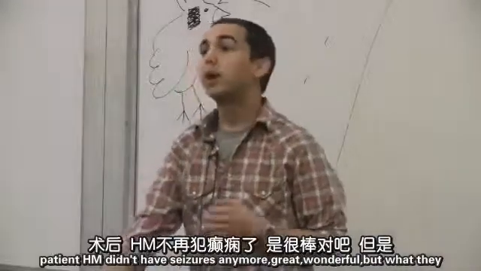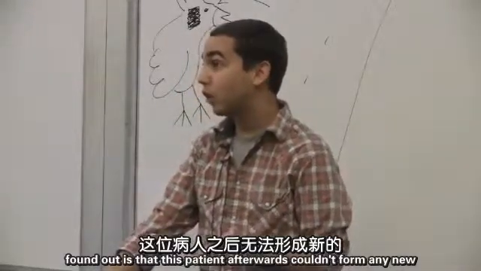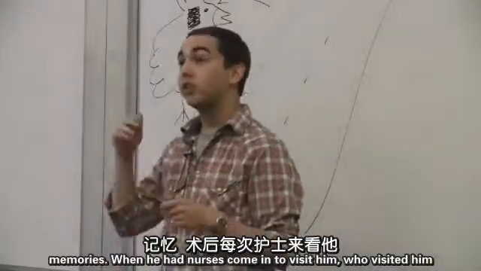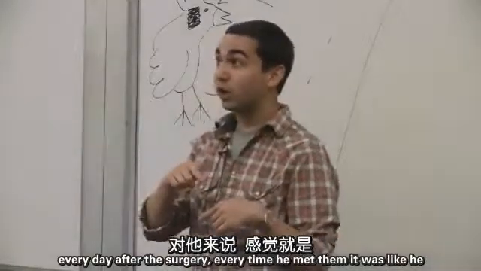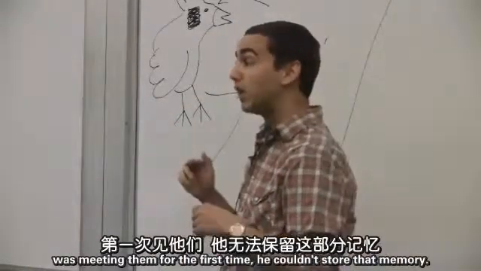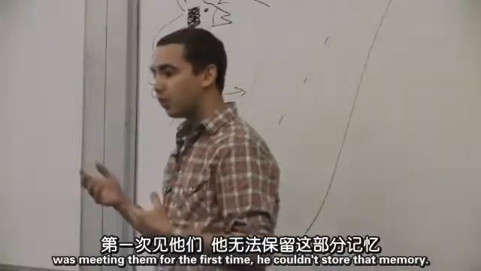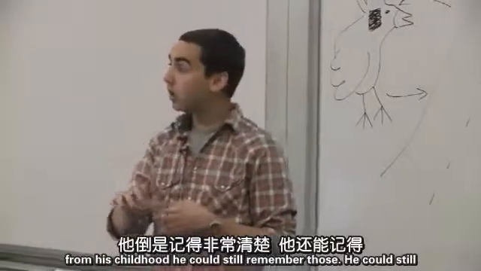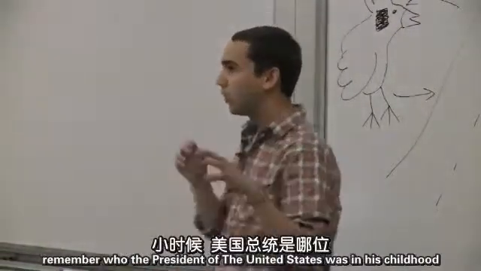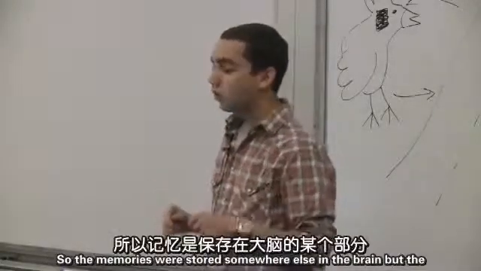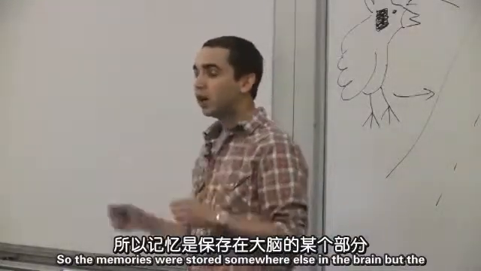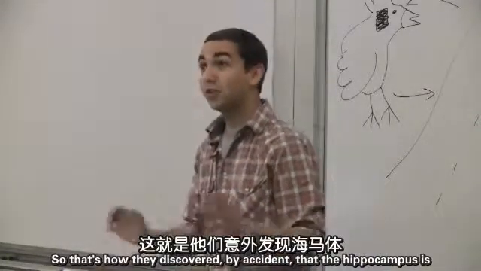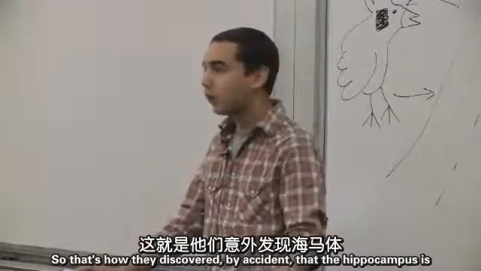Great, wonderful. But what they found out is that this patient afterwards couldn't form any new memories. When nurses came in to visit him, who visited him every day after the surgery, every time he met them, it was like he was meeting them for the first time. He couldn't store that memory. But the really interesting thing was, when they asked him about events from his childhood, he could still remember those. He could remember who the President of the United States was in his childhood. So the memories were stored somewhere else in the brain, but the ability to make new memories was dependent on the hippocampus. That's how they discovered by accident that the hippocampus is the part of the brain forming new memories.